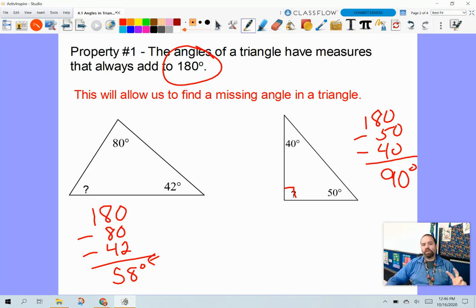Going forward, we're going to incorporate a little bit of algebra into this. So you're going to have to set up more of an equation to find the missing angle. I'll walk you through that when we get to it, though. But that's the basics. It's 180 minus the two that I give you. I'll leave you with the one that you're looking for, the one that's missing.